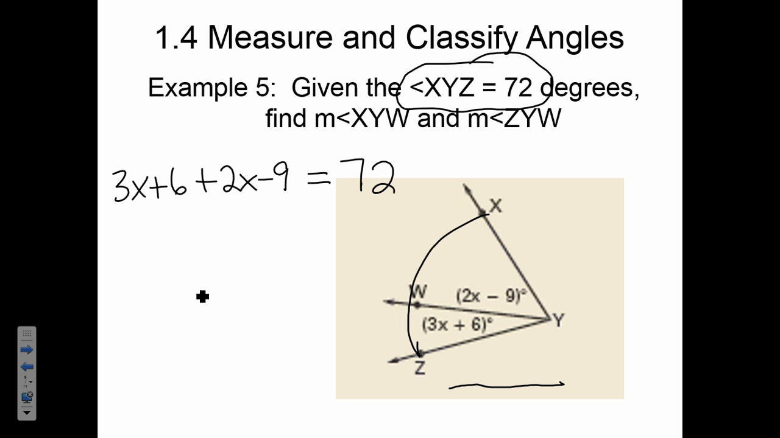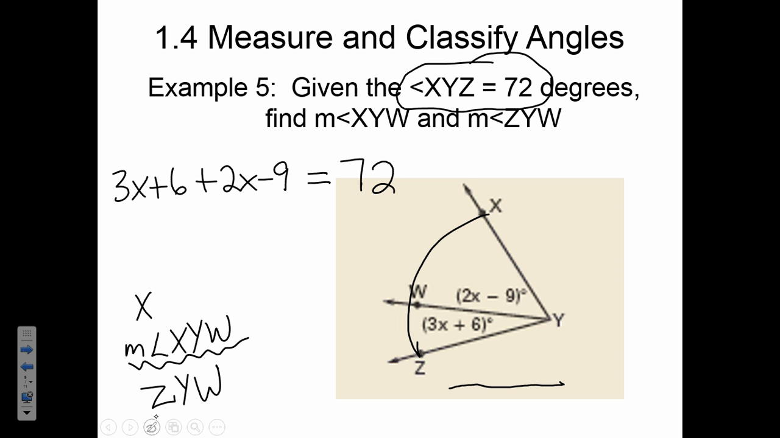Pay attention in case you're asked for x or you're asked for the measurement of angle XYW, or you might just have ZYW. This right here means the measurement of XYW, but this also right here means the measurement of ZYW as well. So both of those mean that they are looking for the measurement of that angle.